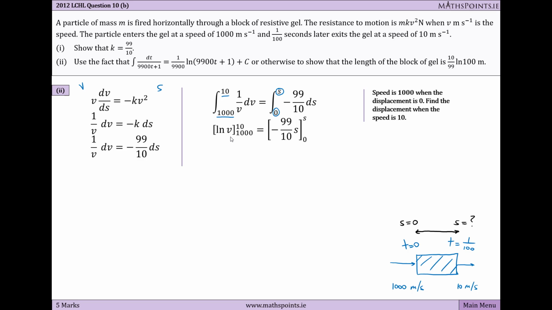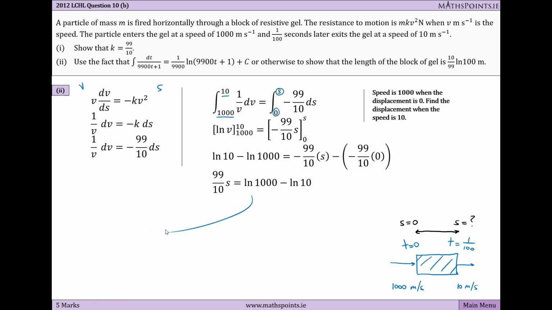Subbing in the limits on the left, 10 and 1000, and the limits on the right, s and 0, we get that the log of 10 minus the log of 1000 is equal to minus 99 over 10 s. I'm going to collect the s's on the left to give me 99 over 10 s is equal to log 1000 minus the log of 10.